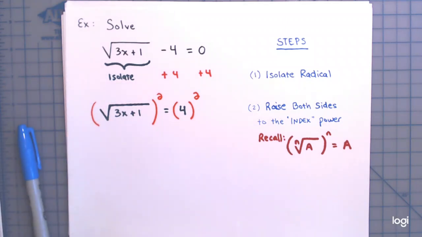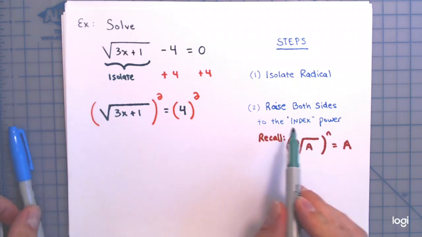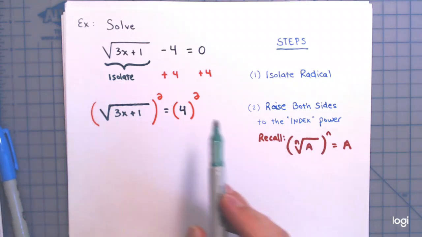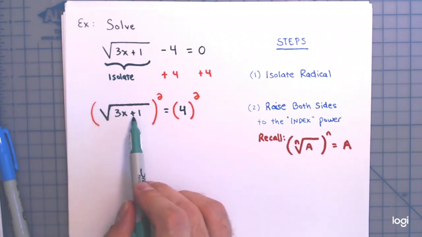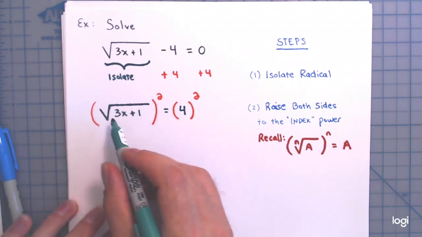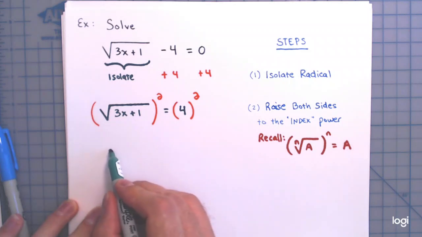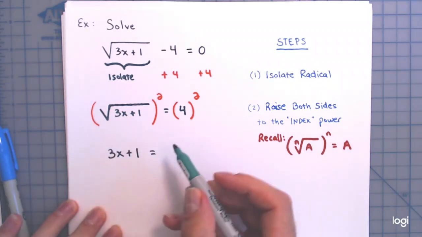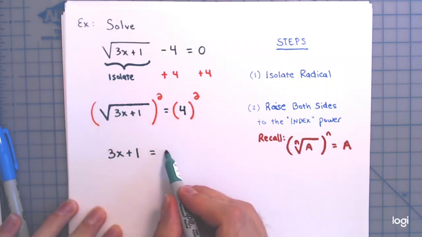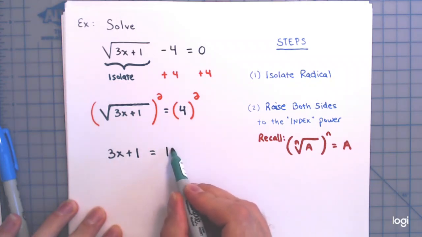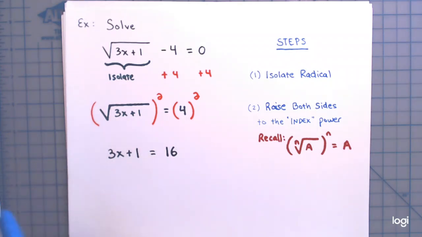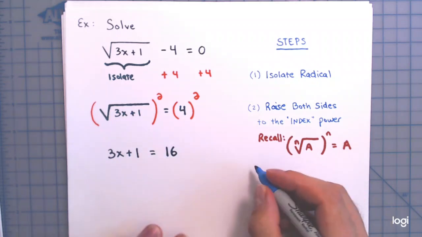Now performing this step will get rid of the radical symbol. So we have the square root of 3x plus 1 squared, which will just be the radicand, 3x plus 1, equals 4 squared, 4 times 4, which is 16. Then I solve the resulting equation, and of course, check your solutions.